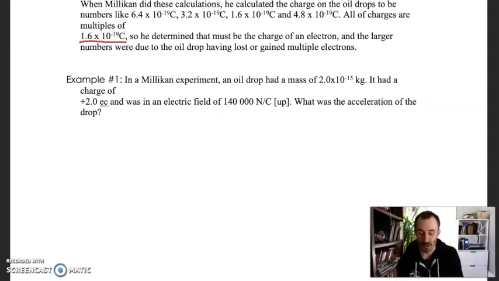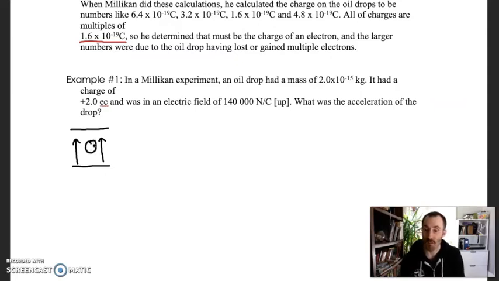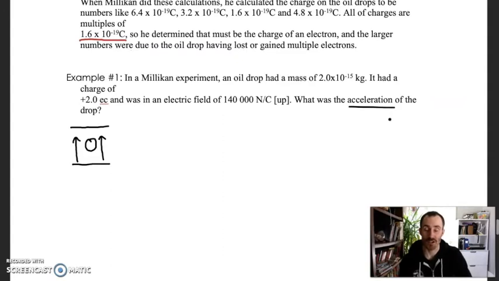Okay, so here's the situation. We have our parallel plates like this, upper plate, lower plate, and it says that the field is pointing upward. Okay, and so we've got a drop here in the center. It's not moving, or is it? It's asking us for the acceleration of the drop. Okay, that's this part over here. What's the acceleration of the drop?